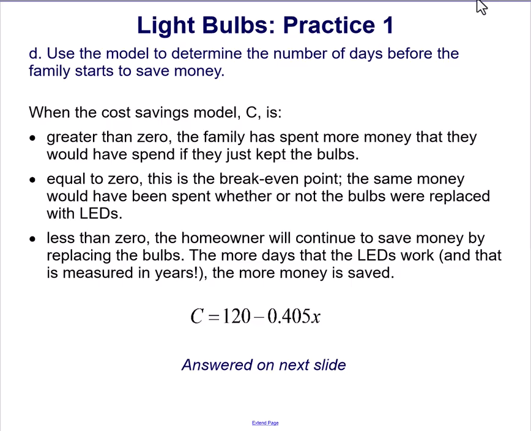So if you think of it this way, the cost savings model is how much money they're spending. They're spending money to run these LED bulbs, and you're comparing the cost savings per bulbs versus LEDs. So if you're spending money, once you get to negative, you're doing the opposite of spending. What's the opposite of spending? Saving.